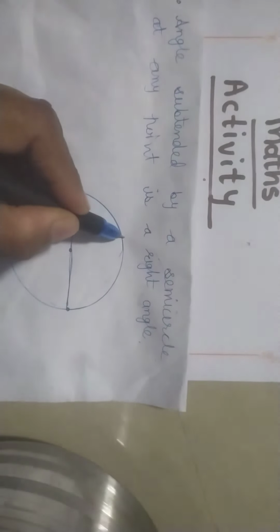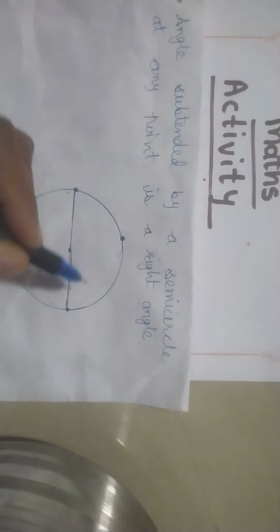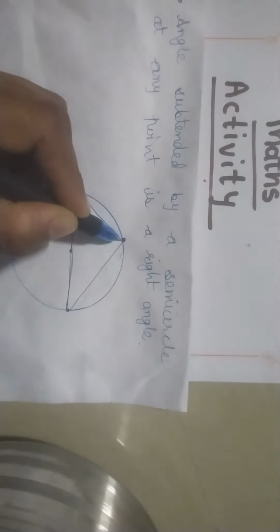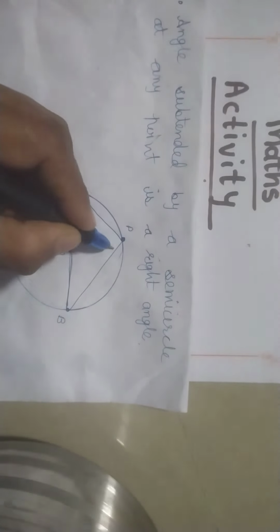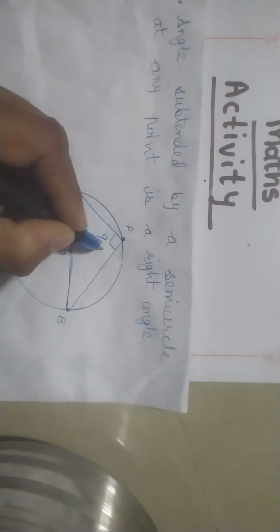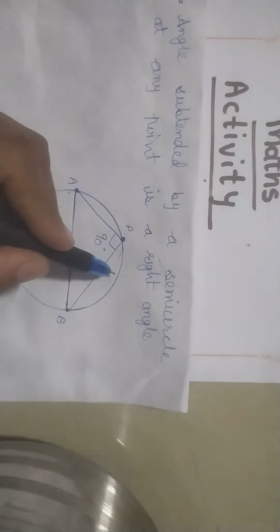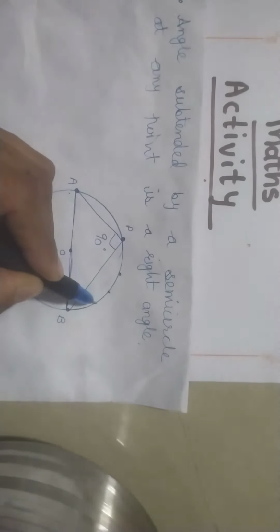So the theorem says angle subtended by this semicircle at any point of the circle. Here these are the two points of this semicircle. You can choose one point, another point on the circle, and join these two ends of the semicircle. And the property says that this angle APB will be 90 degrees. Okay, you can choose any point on the circumference.